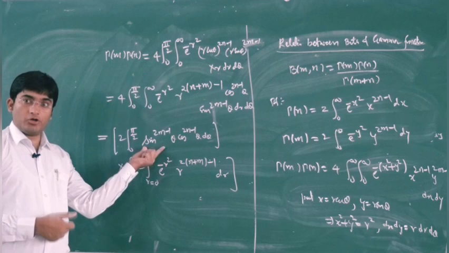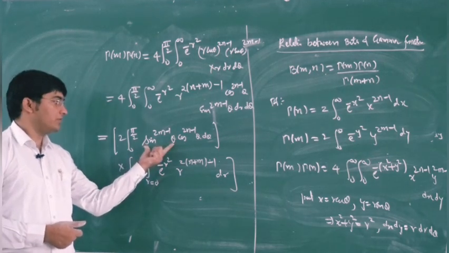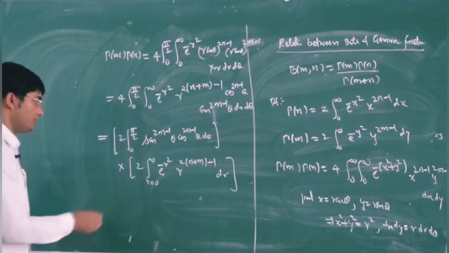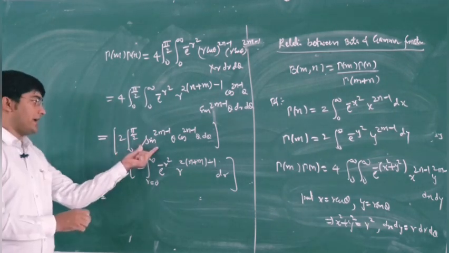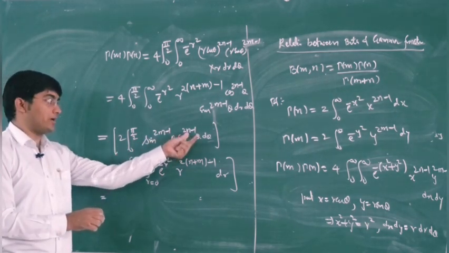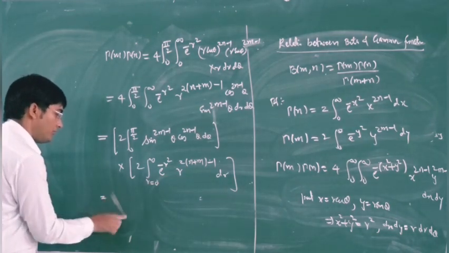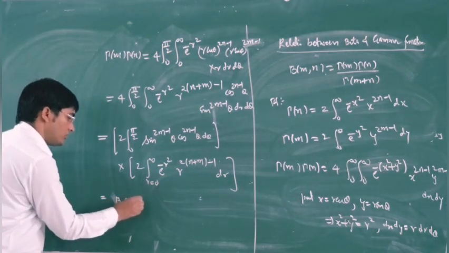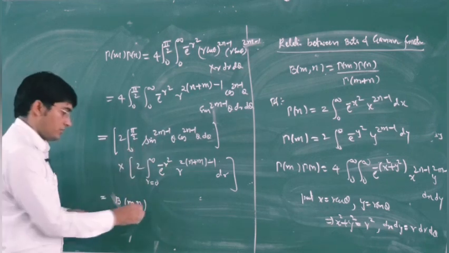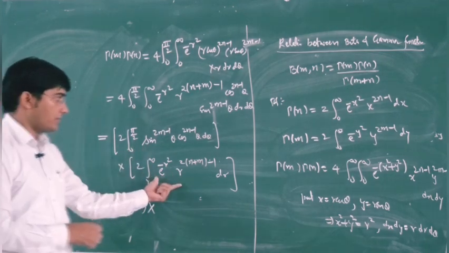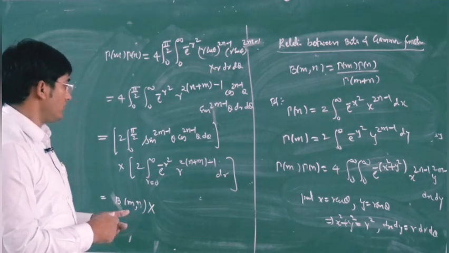Now I have already given the value of this integral. This was your 2 times the integral of sin power 2m minus 1 theta cos power 2n minus 1 theta d theta, which was your beta m n. This was the value of beta m n. Now this integral.